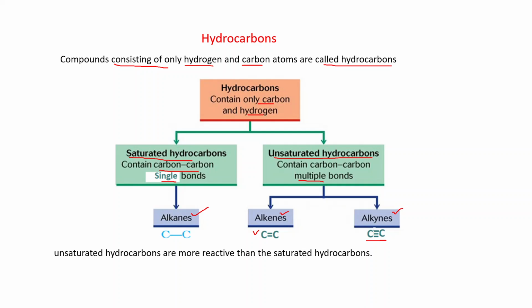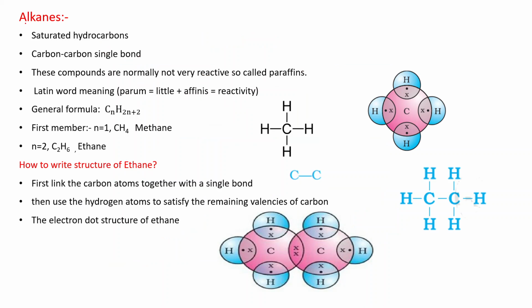So simply we can say hydrocarbons are alkanes, alkenes and alkynes. Alkanes are saturated hydrocarbons and alkenes and alkynes are unsaturated hydrocarbons. Unsaturated hydrocarbons are more reactive than the saturated hydrocarbons. First, we come to the alkanes.